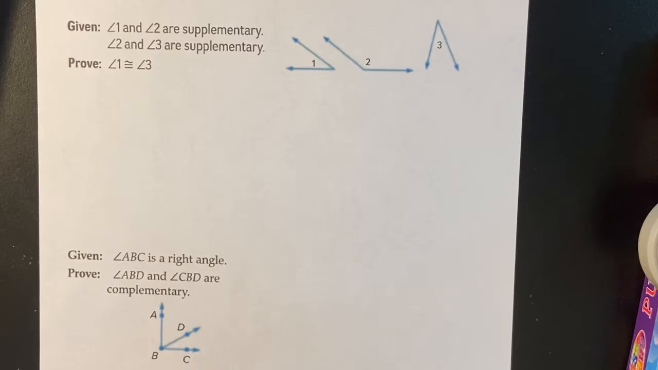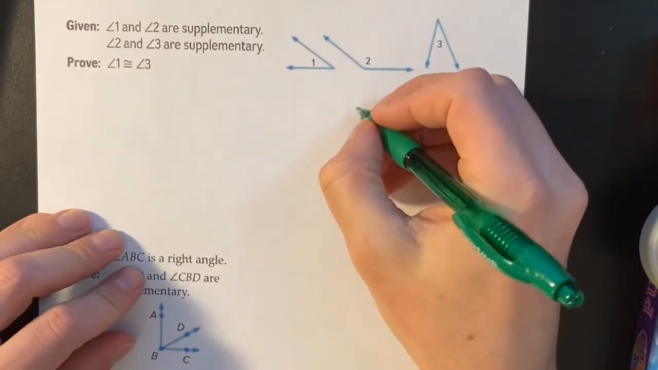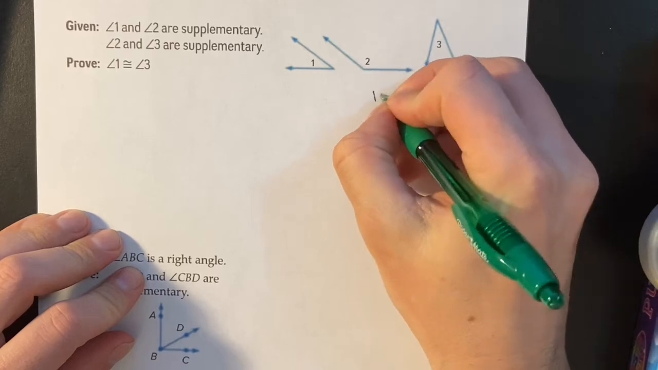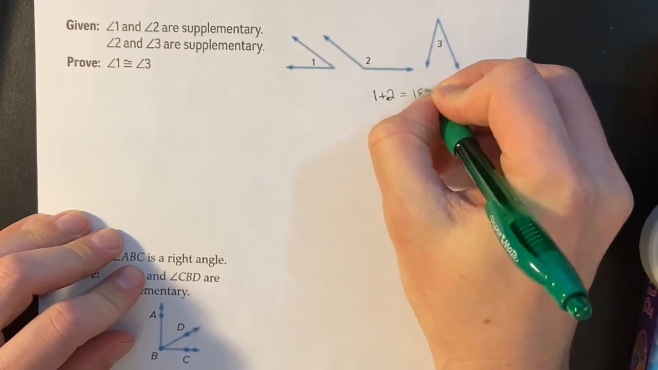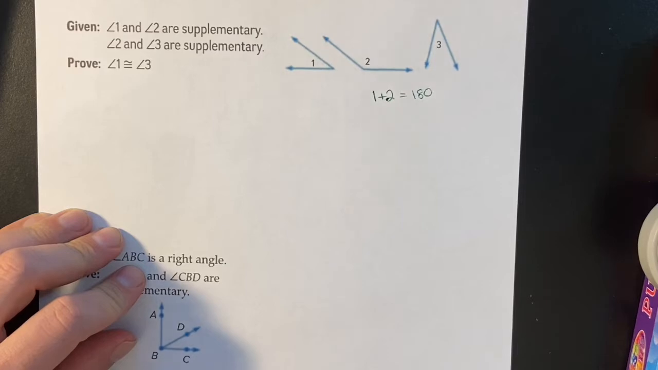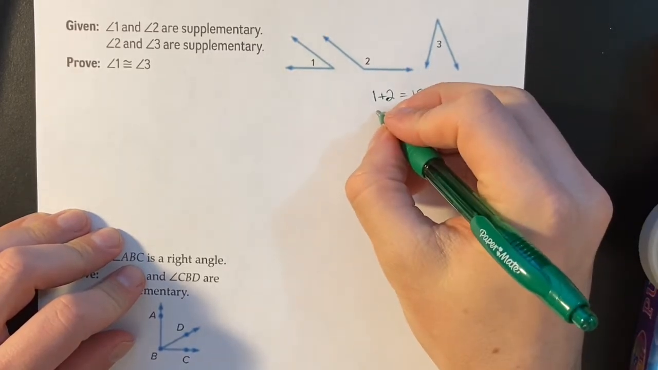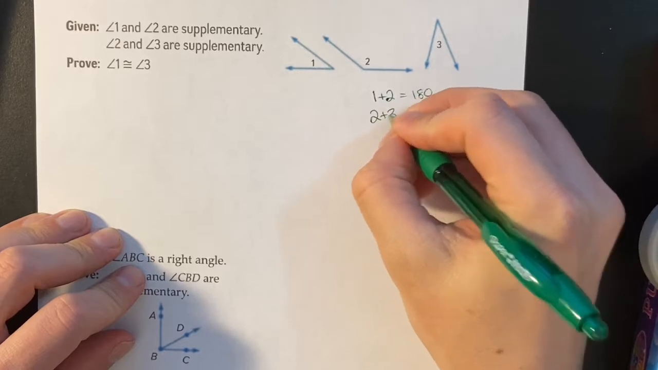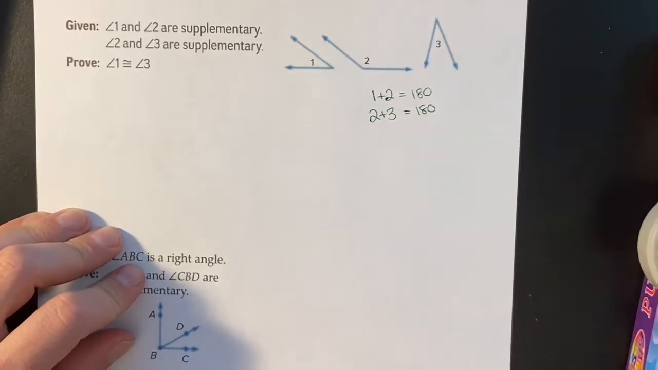Is that too far out? Nope, you can see. Okay, so I could say that 1 and 2 are going to add up to 180 degrees. And this is me making a really rough draft. I can also say that 2 and 3 are 180 degrees.